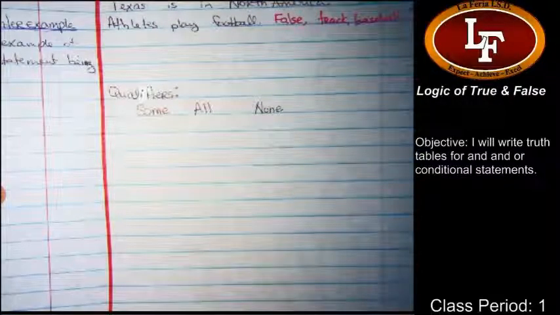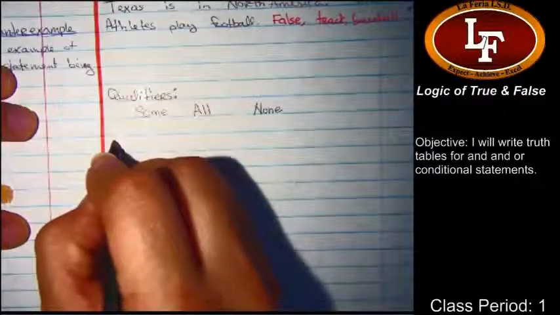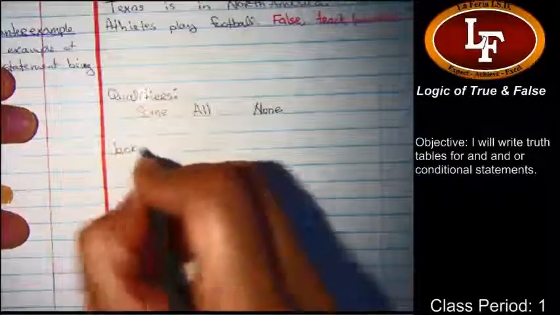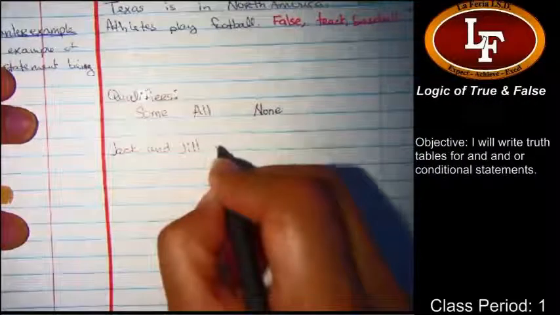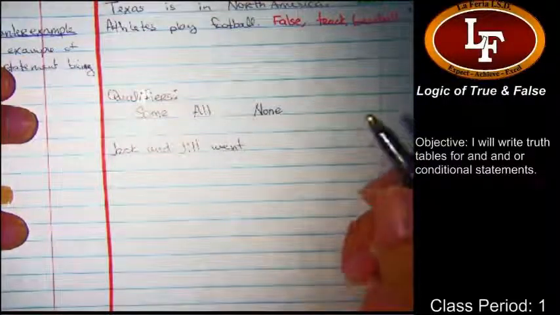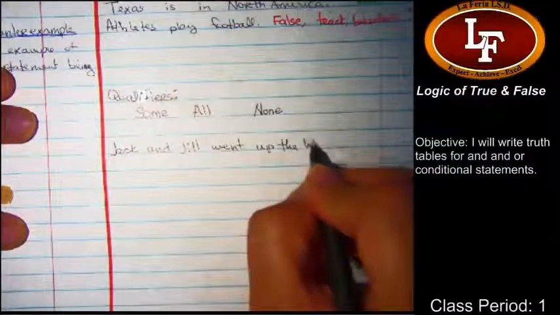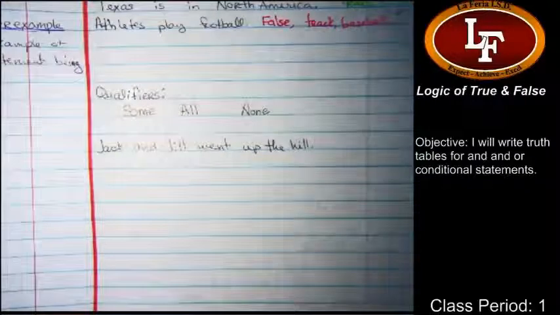Have you heard the nursery rhyme about Jack and Jill? Yes. How does it go? Jack and Jill went up the hill to fetch a pail of water. That's enough. So we're going to look at just the first line of that nursery rhyme. Jack and Jill went up the hill. So this is the one that we're going to look at today.